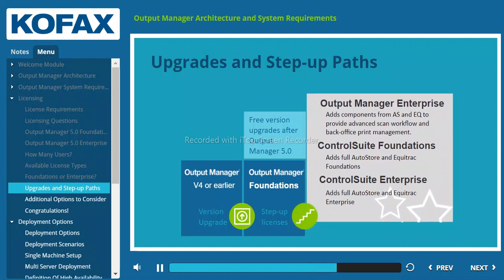Platform step-up is a move from a lower product level to a higher product level. For example, moving from Output Manager 5 Foundations to Output Manager 5 Enterprise due to the additional functionality the Enterprise package provides. Platform step-ups always require purchasing a step-up line item from the price book. Feature add-on: purchasing additional feature-based functionality is a feature add-on. Feature add-ons always require purchasing a line item from the price book.